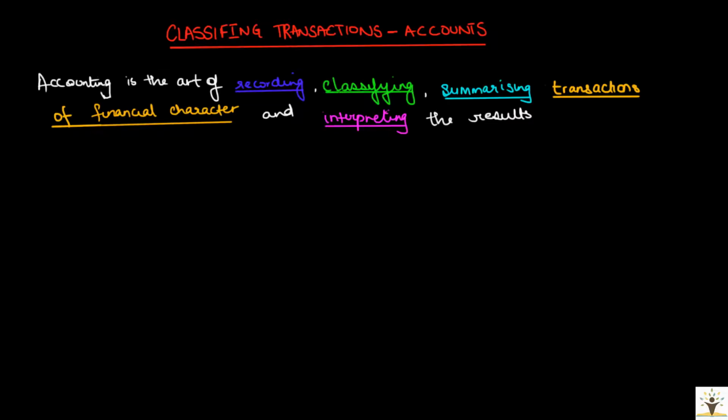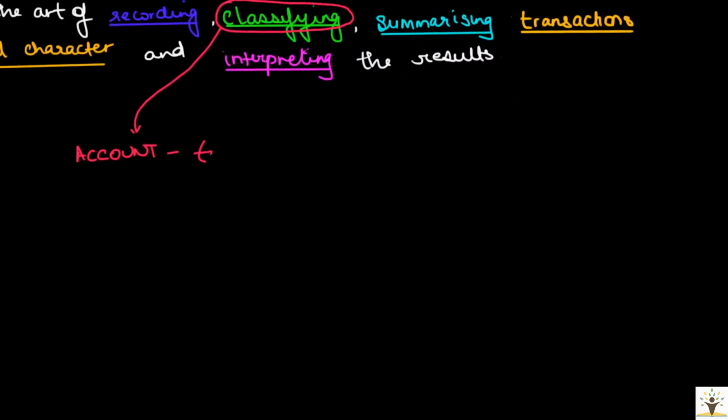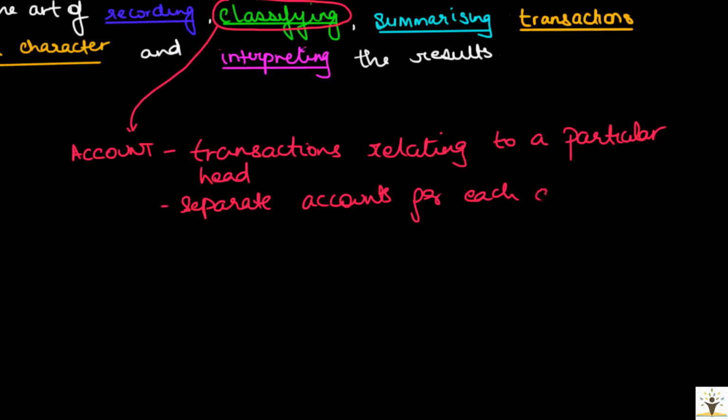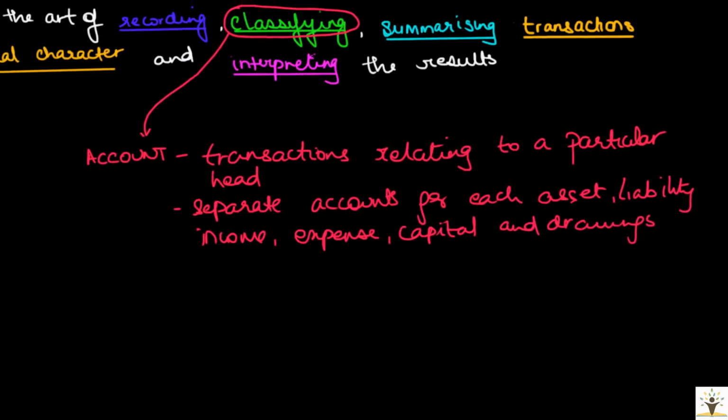After the day-to-day transactions are recorded in the journal, the next step is to classify all transactions relating to a particular head at one place by preparing accounts. An account is a record of transactions relating to a particular head at one place. Hence, transactions affecting a particular account are classified and recorded in that particular account. Separate accounts are maintained for each asset, liability, income, or expense of the business, and additionally, the business will also maintain a capital account and a drawings account.